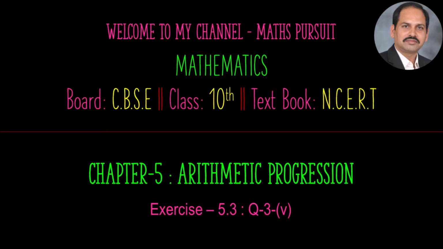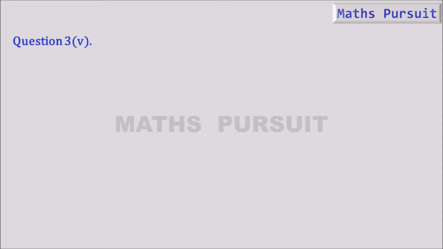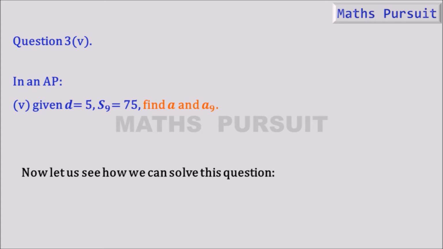Today we are going to look into exercise 5.3 question 3 bit 5 from chapter 5 called Arithmetic Progression. So let's see what exactly is given in question number 3 bit 5. Now moving on to question number 3 bit 5, it is given that in an AP, given D is equal to 5, S9 is equal to 75, find A and A9. Now let us see how we can solve this question.